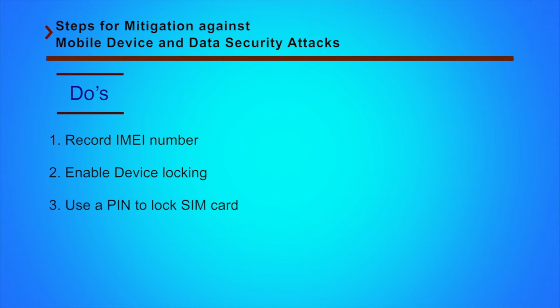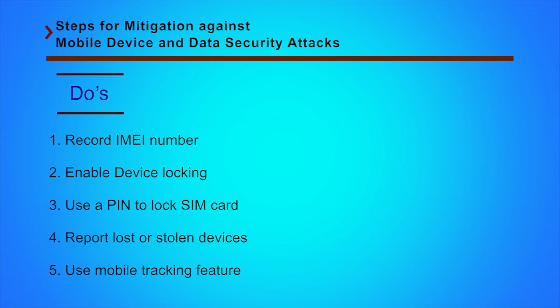Use a PIN to lock SIM card. Use a PIN or personal identification number for SIM card to prevent people from making use of it when stolen. After turning on SIM security, each time phone starts, it will prompt to enter SIM PIN. Use password to protect information on the memory card. Report lost or stolen devices. Report lost or stolen devices immediately to the nearest police station and concerned service provider.